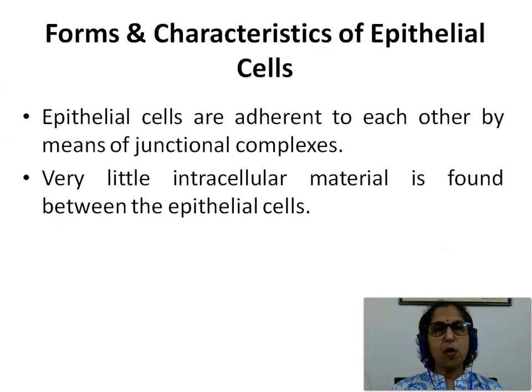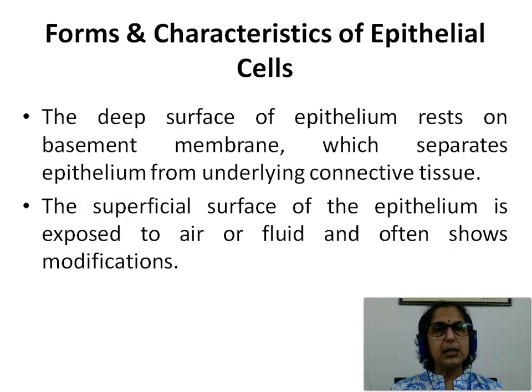Now let us study the forms and characteristics of the epithelial cells. Epithelial cells are adherent to each other by means of junctional complexes. Very little intercellular material is found between the epithelial cells. The deep surface of epithelium rests on basement membrane which separates the epithelium from the underlying connective tissue. The superficial surface of the epithelium is exposed to air or fluid and often shows modifications.